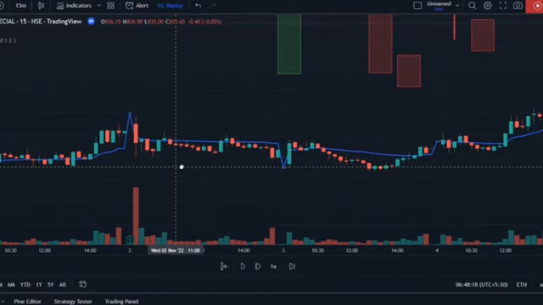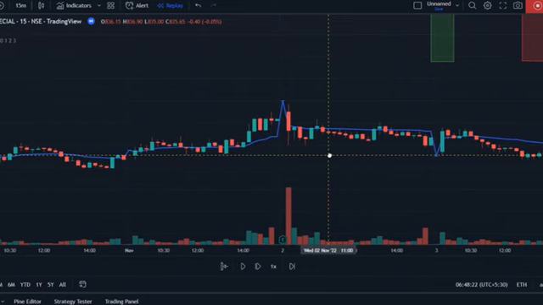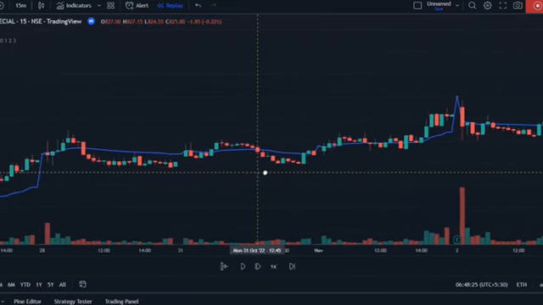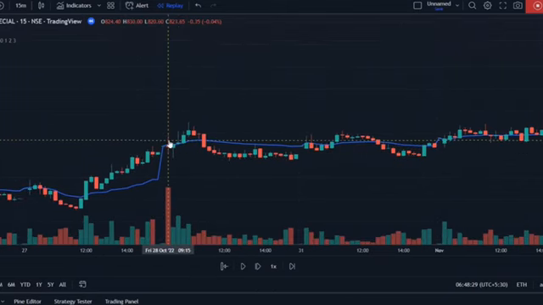Now, is VWAP 100% foolproof? No indicator is 100% perfect, and VWAP works better when it's combined with other indicators, and I will be coming up with more videos on that.